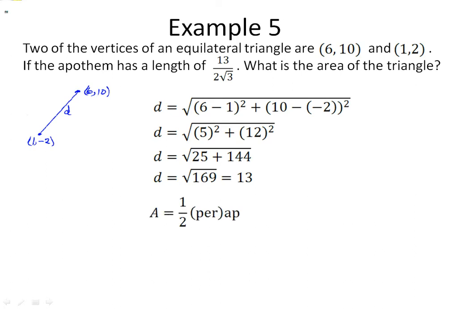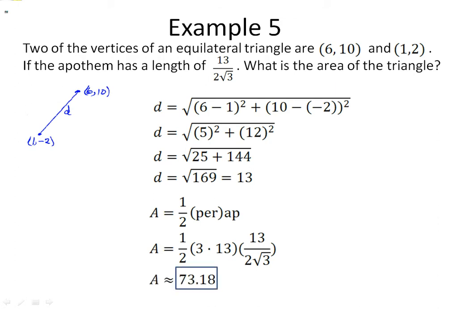So 3 times 13 will give us the perimeter, and they told us the apothem was this 13 over 2 square root of 3. Okay, so we put it in here. So 1/2 of 3 times 13 times 13 over 2 square root of 3, and that gives us the area is approximately 73.18.